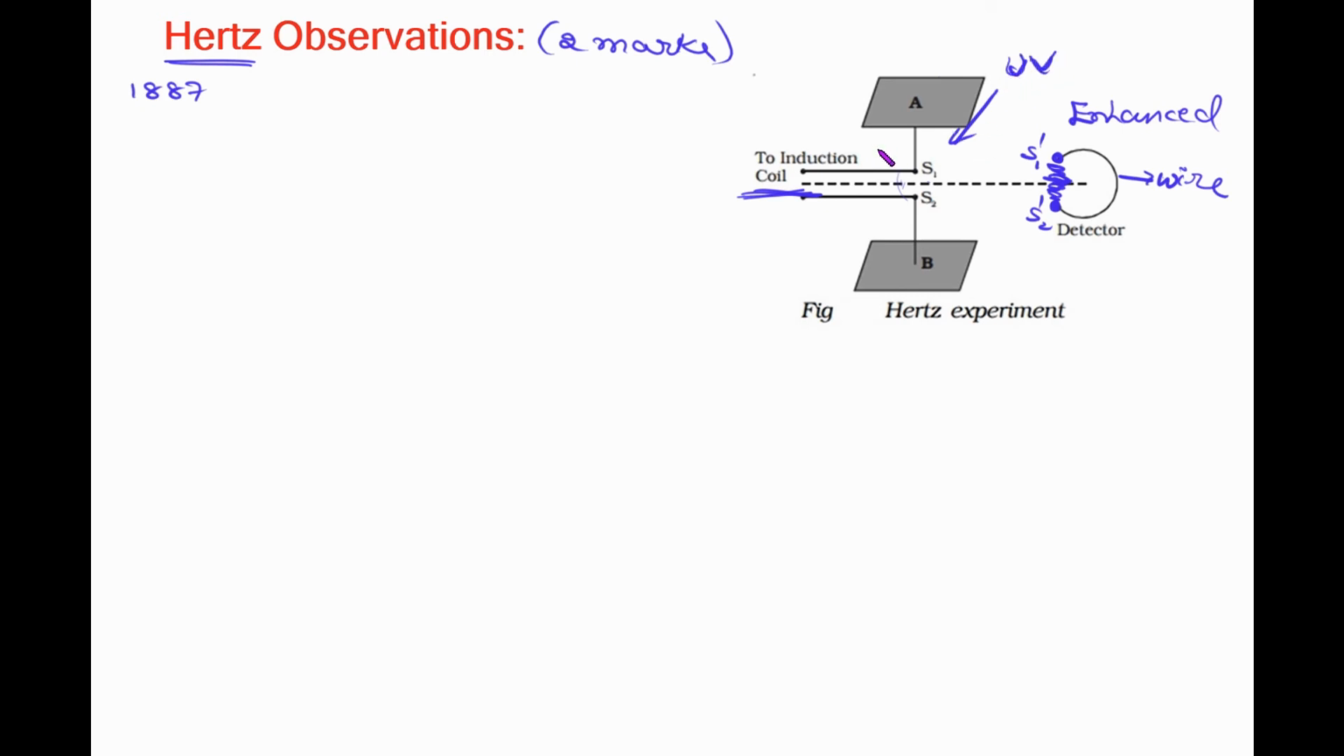So when electrons gain enough energy to leave this metal surface, they can easily escape from this metal surface.